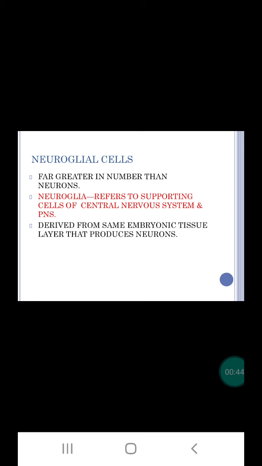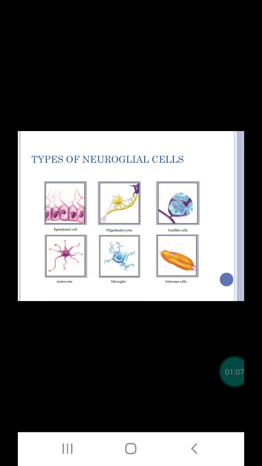Neuroglial cells are far greater in number than neurons. And neuroglia refers to supporting cells of central nervous system and peripheral nervous system, which is derived from same embryonic tissue. Later it produces neurons. So there are different types of neuroglial cells like satellite cells, astrocytes, Schwann cells. We'll study one by one and their function.